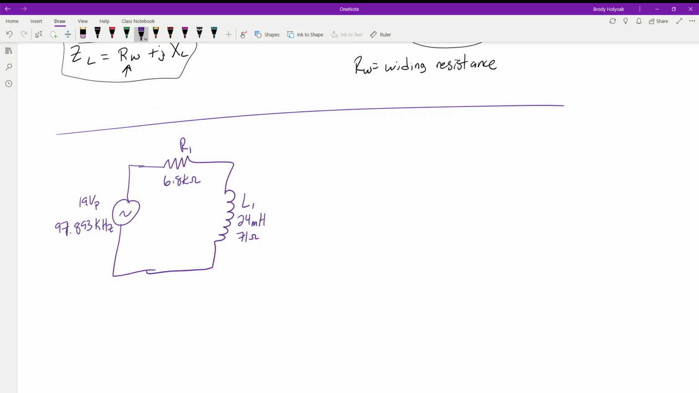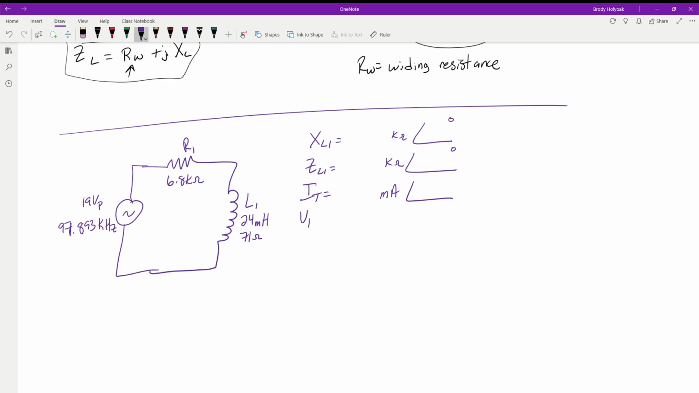Then the things we're going to want to look for: we want to find X of L1, and that's going to be in kiloohms at an angle. Then we want to find the impedance total of our inductor, because remember we have to include the resistance of the winding. It's going to be equal to kiloohms at another angle, slightly different. We want to find our I total for the whole circuit, in milliamps at an angle. And we want to find the voltage drop across R1 in volts at an angle, and the voltage across inductor 1 in volts at an angle. So those are the parameters we want to find.